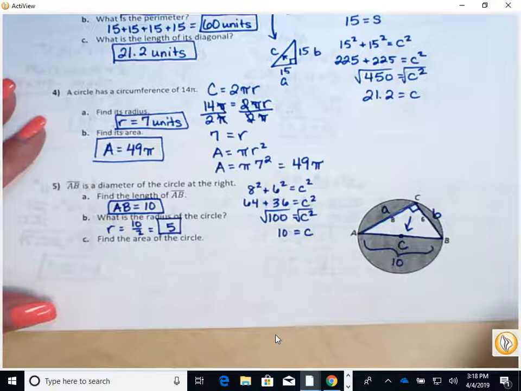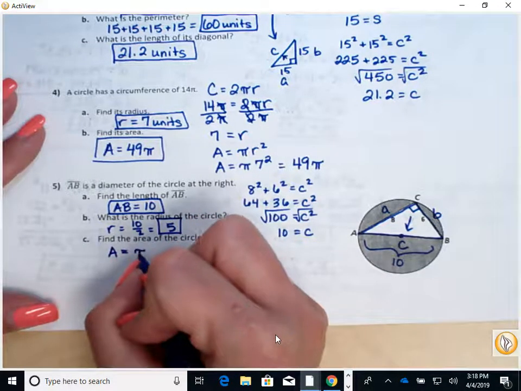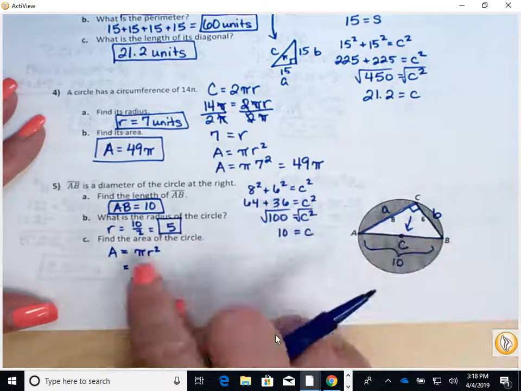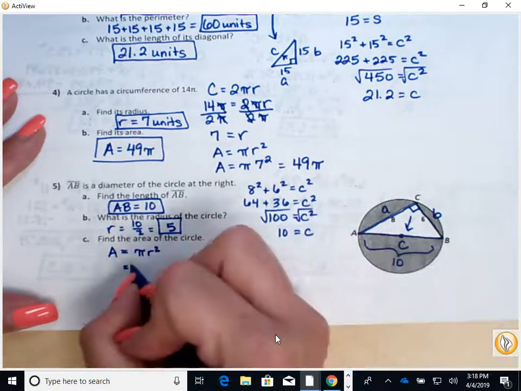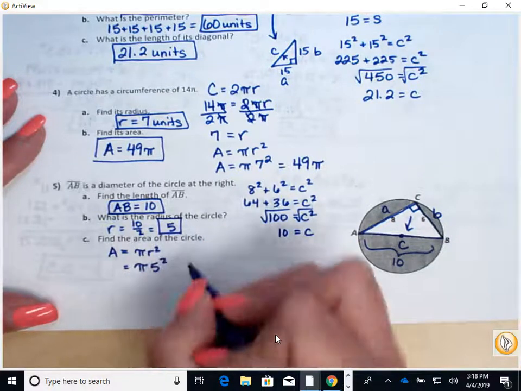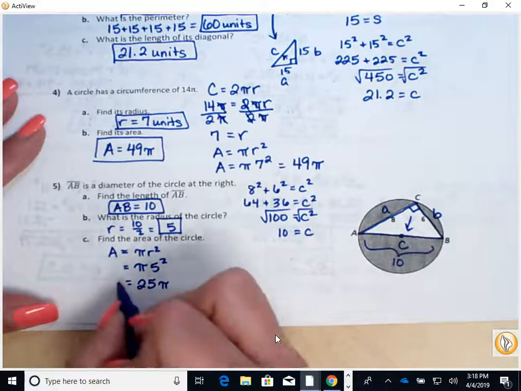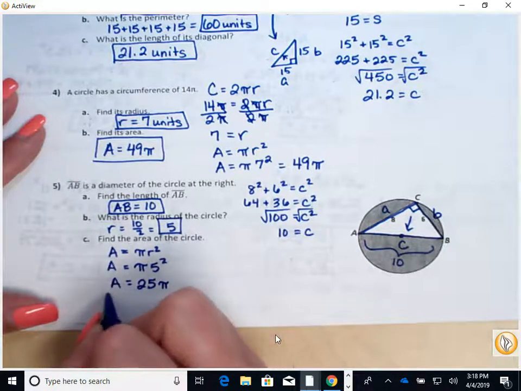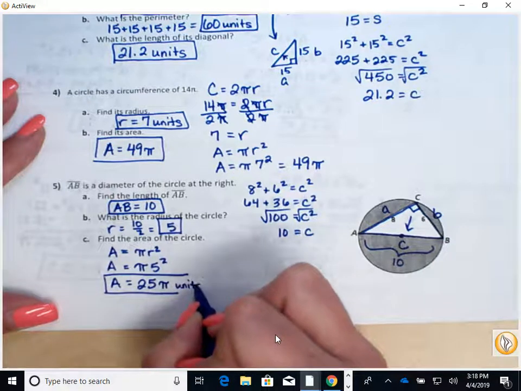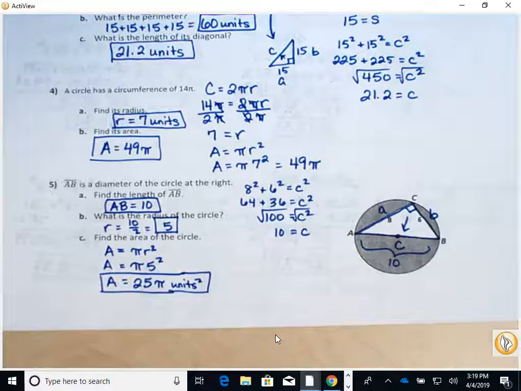Last but not least, they want to know the area. Remember, area of a circle is pi r squared. Replace the r with 5 because we just found out that the radius was 5. 5 squared gives me 25, so my answer is the area is 25 pi units squared. Area is always units squared, in case you're wondering.